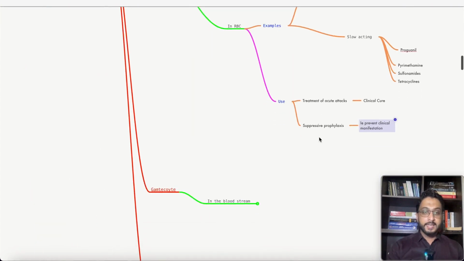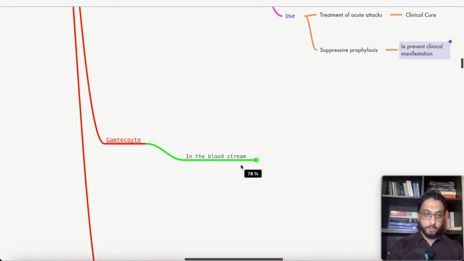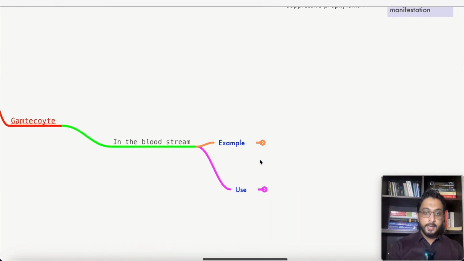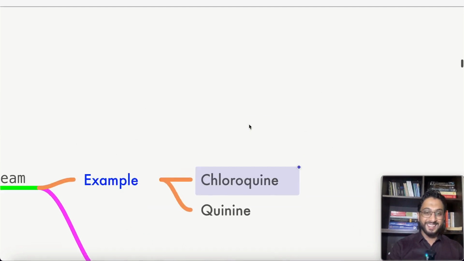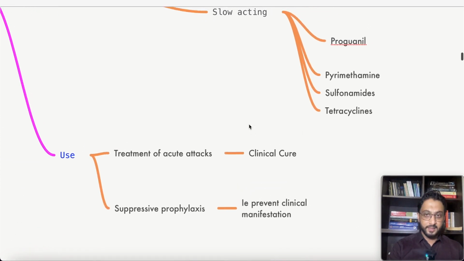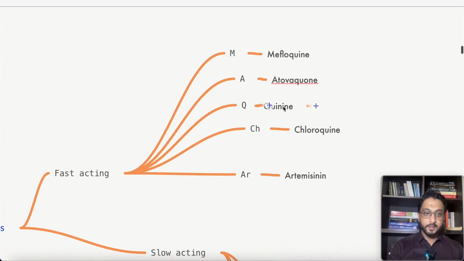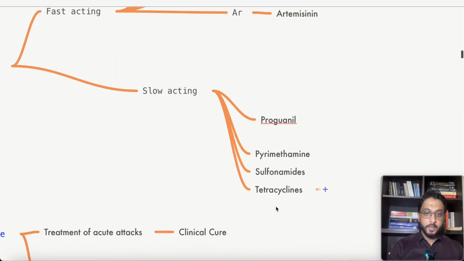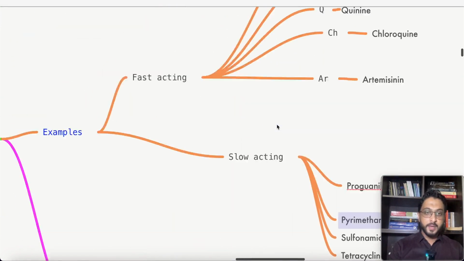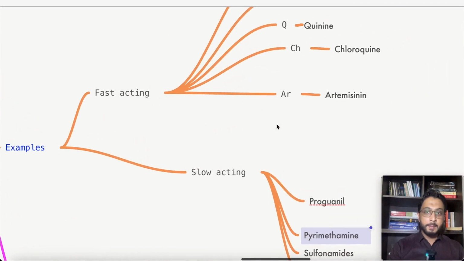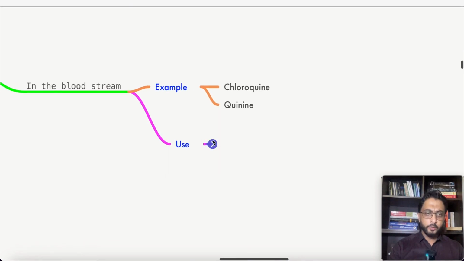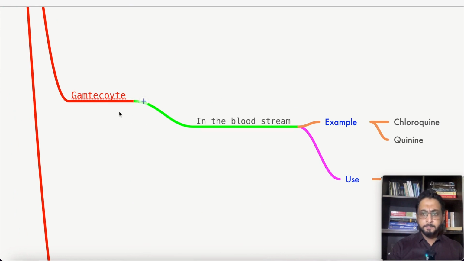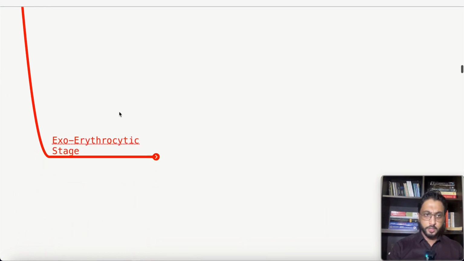Now, if you go to the next, that is the gametocyte, the gamete, which is in the bloodstream. Here there are certain drugs you can use. The examples are chloroquine and quinine, very common drugs, the fast acting ones. Proguanil and pyrimethamine, the same ones which belong to the liver, are also used here. So there are similarities with chloroquine and quinine. If you use them here, it prevents transmission, because this is what is taken up by the mosquito.